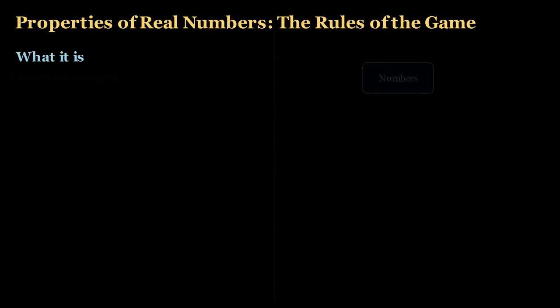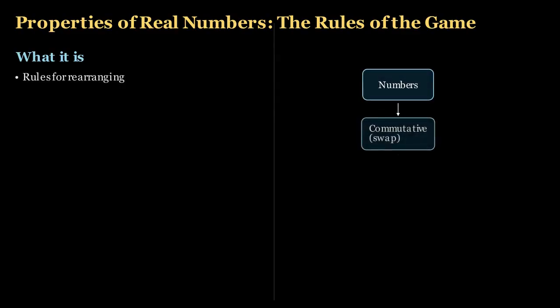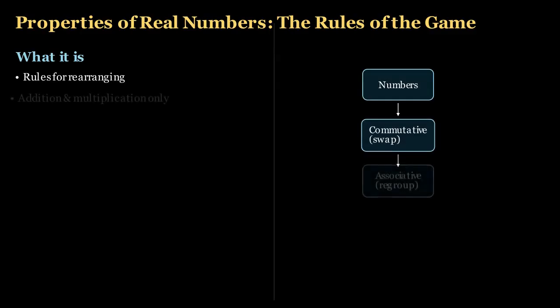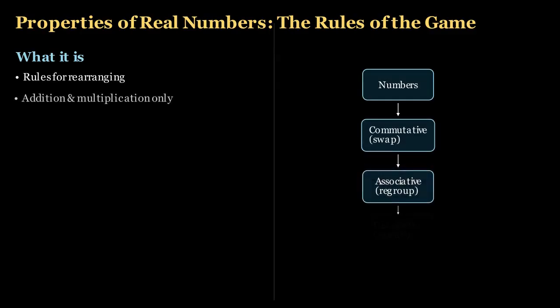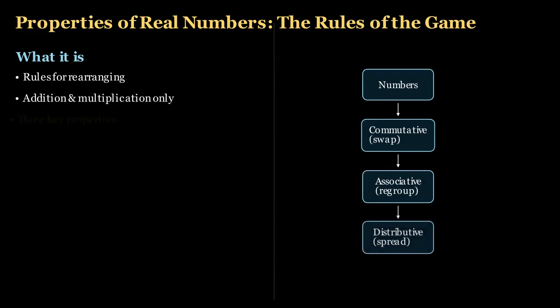Imagine you have a handful of numbers to add or multiply. The order you combine them shouldn't change the final answer, right? The commutative, associative, and distributive properties are the official permission slips that let you rearrange numbers in an expression. They work for addition and multiplication of any real numbers, whether they're integers, rationals, or irrationals. Think of them as the basic rules of a game. Once you know the rules, you can play freely, moving pieces around to make a problem easier.